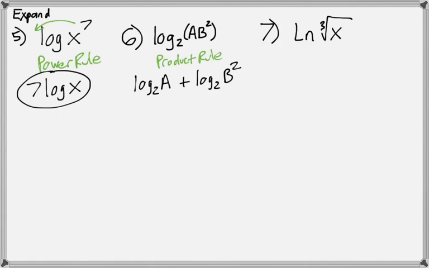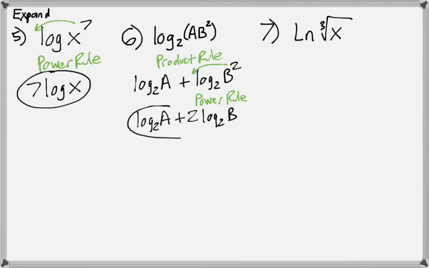Again, it's multiplication on the inside of one logarithm becomes addition on the outside between two logarithms. We're not quite done here. We're done with this term, but this term we can bring down that power. So I want to bring down that 2. And this will be log base 2 of a plus 2 log base 2 of b. And that will be our final answer.